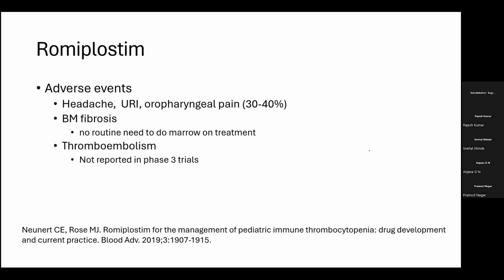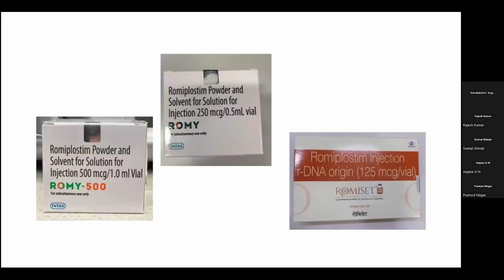Again, the common side effects: they will get some URI-like symptoms, throat pain, running nose and all that. Bone marrow fibrosis and thrombotic events are more of theoretical concerns. It's well tolerated. This is just to show the picture of the injections which are available. We have to reconstitute and give it. Usually, it is not recommended to use some of the drug, keep it in the fridge and use it again the next week for the patient. It is recommended as a once-use-and-throw injection. So that's how we are supposed to use it.